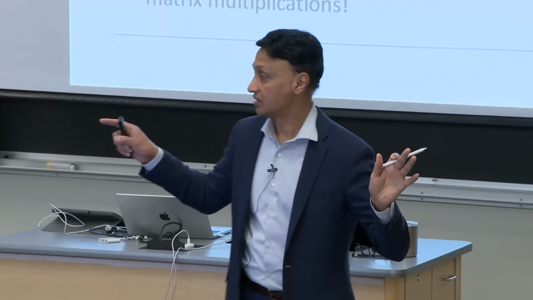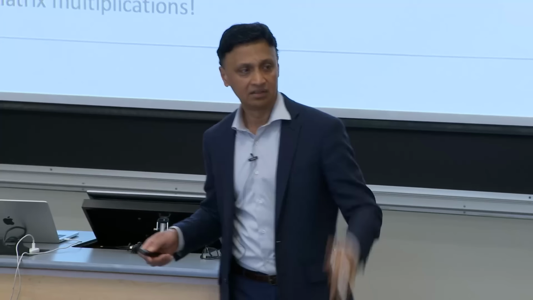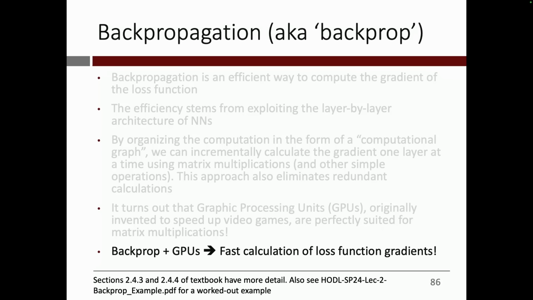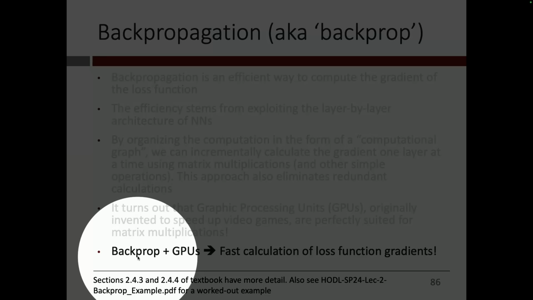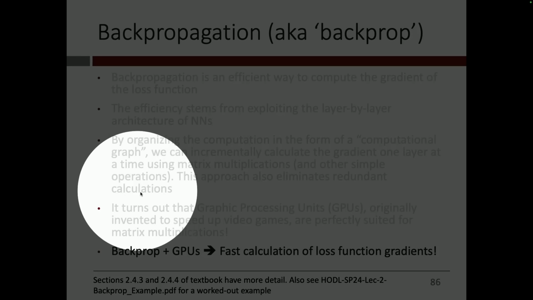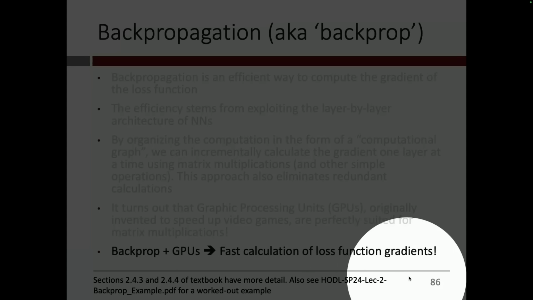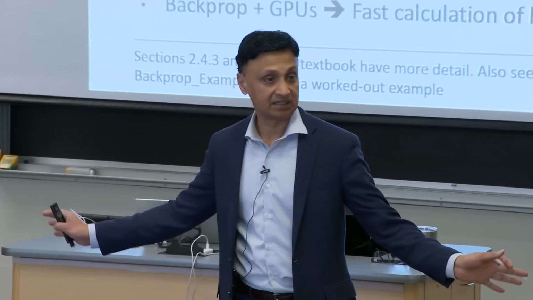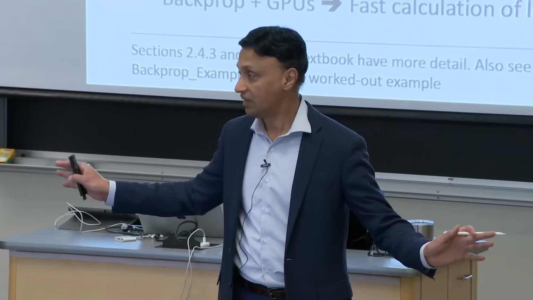That's literally what happened. And that's why NVIDIA is valued at, what, 1.5 trillion or something? So yeah, they are really good. And so the way you do backprop plus using it on GPUs leads to fast calculation of loss function gradients. If this thing were not true, this class would not exist because there wouldn't be any deep learning revolution.